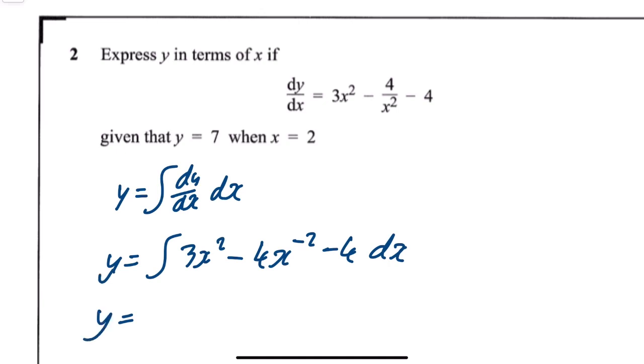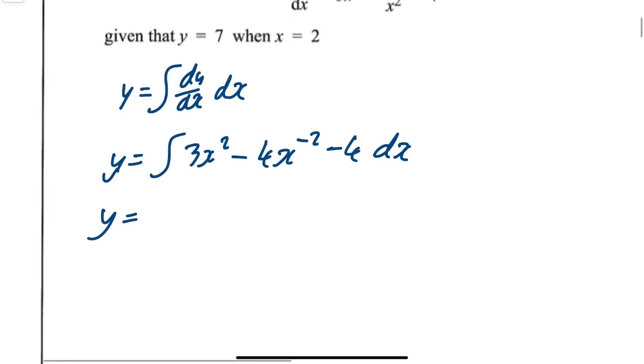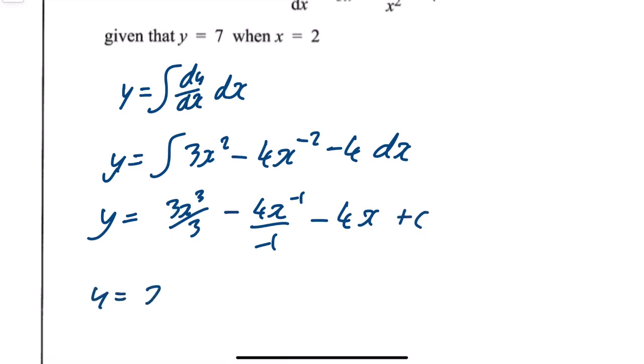If you raise the power by 1, you will get 3x cubed over 3, then minus 4x to the minus 1 over minus 1, and minus 4x, and then your constant of integration. So that's a bit of a mess. Let's tidy up. That's x cubed plus 4 over x minus 4x, and then plus c.